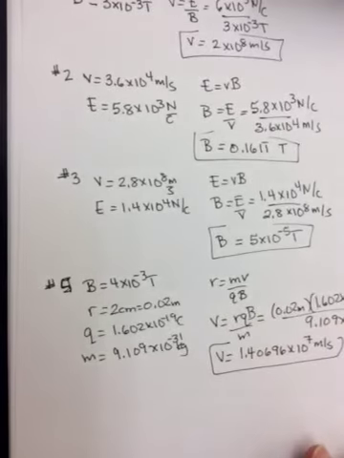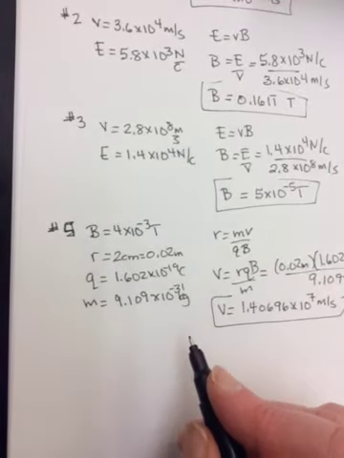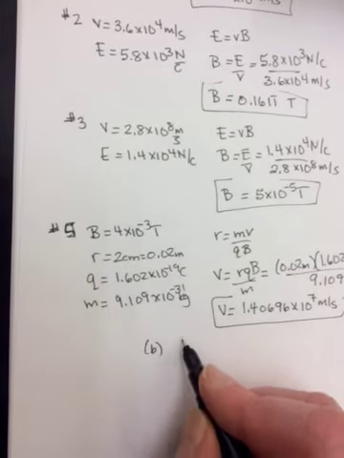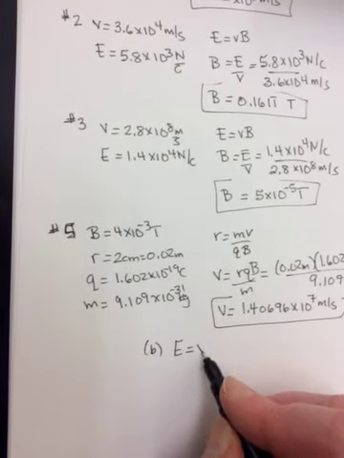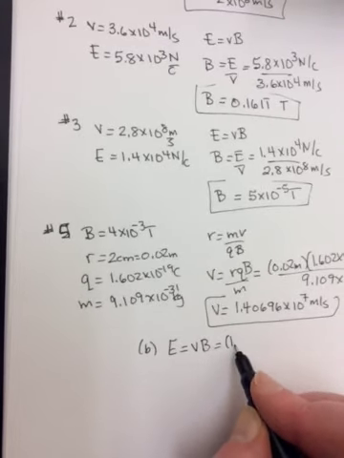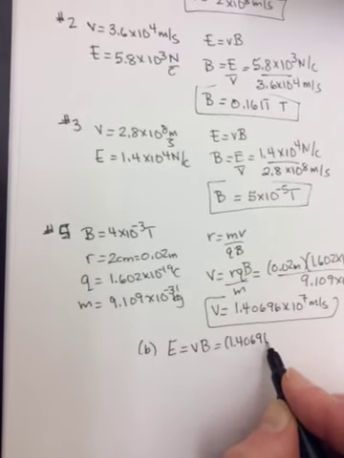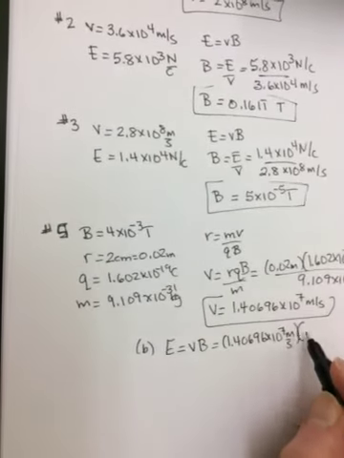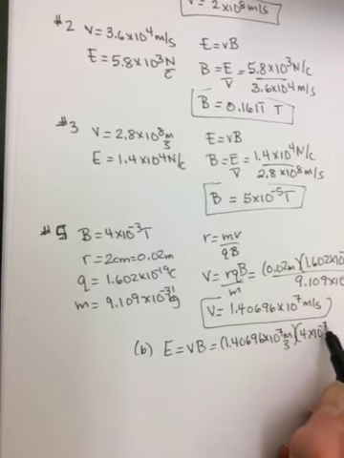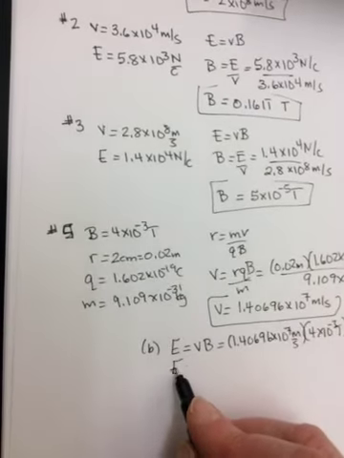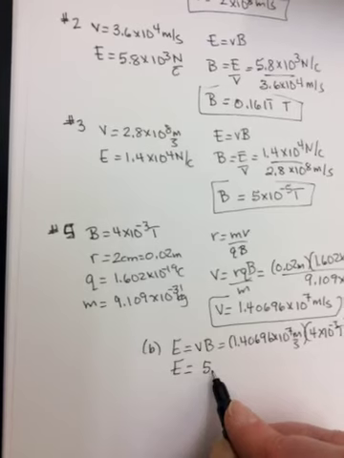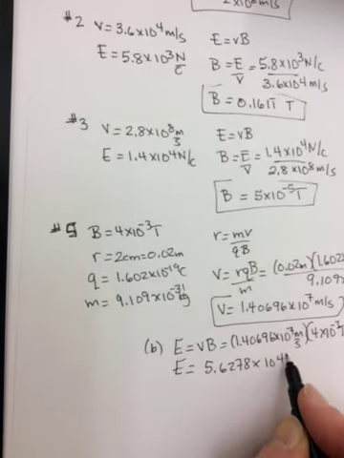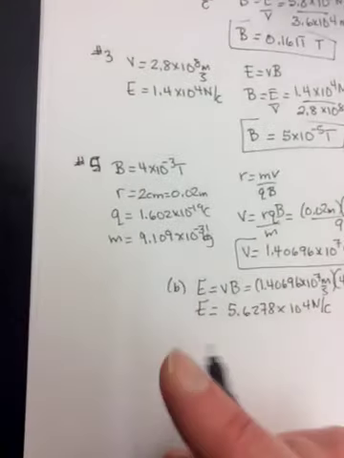Okay, that's part A. Part B wants to know what electric field must be applied perpendicular to the magnetic field to keep them from curving. So E equals VB. So that 1.40696, etc., that you have in your calculator, times 10 to the 7th, you're going to multiply it by the 4 times 10 to the negative 3 Teslas, and you should get an E of 5.6278 times 10 to the 4th newtons per coulomb.